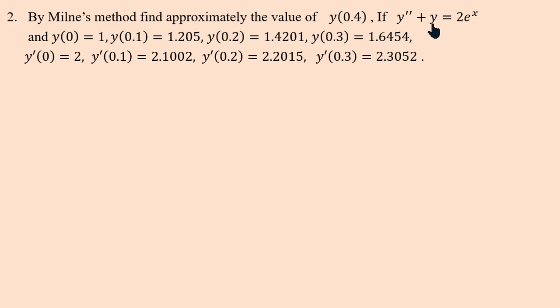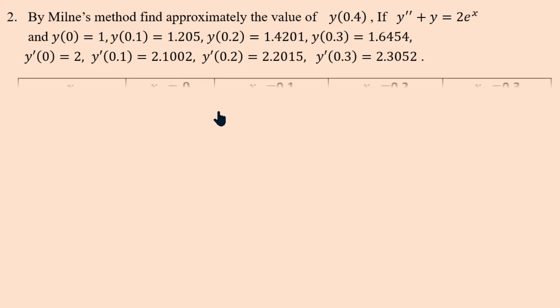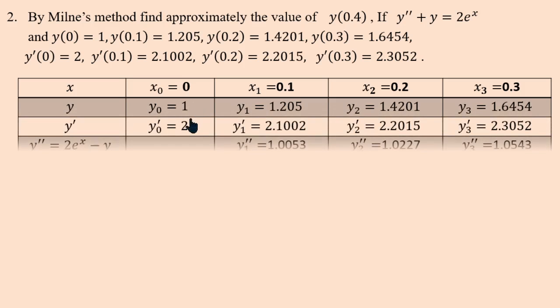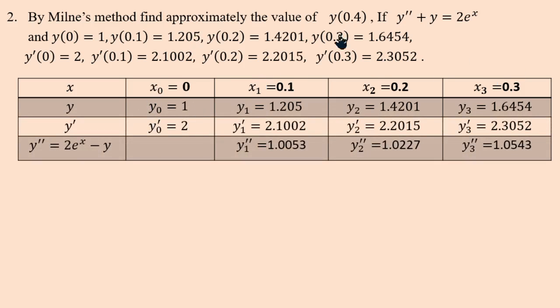Here y double dash is 2 e power x minus y. Y double dash is 2 e power x minus y. So first find y0, y1 double dash, y2 double dash, y3 double dash. X values are given. X value here 0, 0.1, 0.2, 0.3, x0, x1, x2, x3, and y value 1, 1.205, like that, and y dash value y0 dash, that is 2, and y1 dash, that is 2.1002, like that.